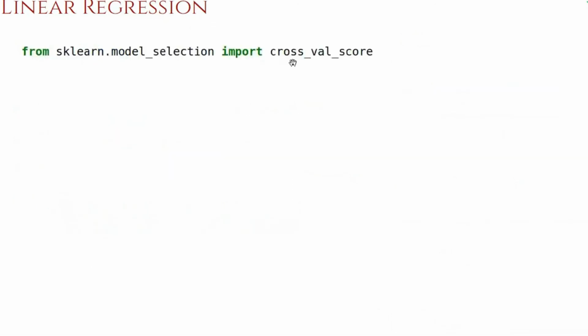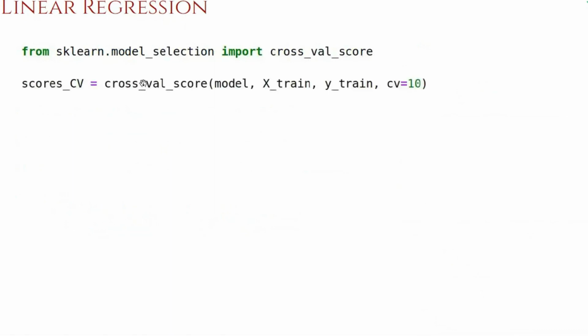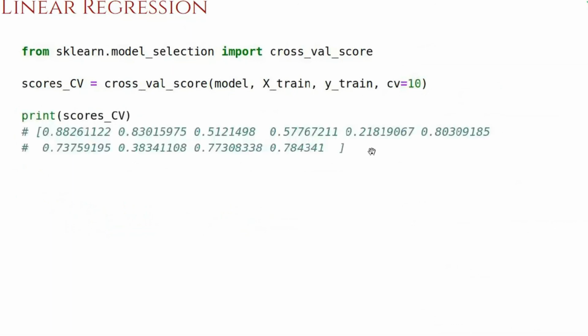There is a built-in function called cross_val_score, defined in this module. What you have to do is call that function, pass this model, the linear regression model, pass your training data set X_train and y_train, and specify the number of folds. So here it means perform a 10-fold cross validation, and it will return the 10 R-square values corresponding to all the 10 folds. If you print this score CV, you will see there are 10 values. What are these values? They are nothing but the R-square values.